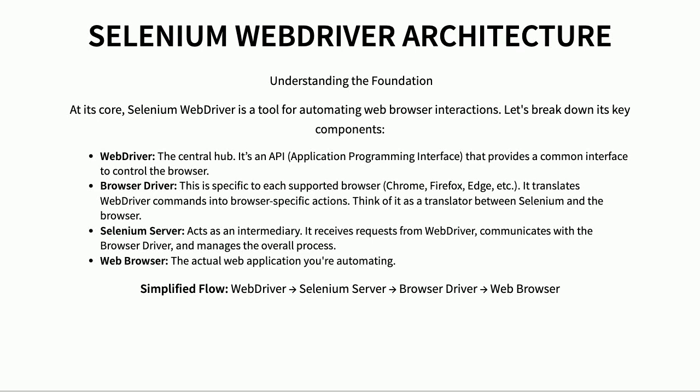It's essentially a way for us to tell a web browser exactly what to do automatically. Think of it as three main parts: the web driver itself, that's our main control point. Then we have browser drivers, which are tailored to each browser you want to use, like Chrome or Firefox. And finally, the Selenium server acts kind of like a traffic controller, taking requests from the web driver and getting them to the right driver. It's really a clever system that allows us to automate complex web interactions in a consistent and reliable way.